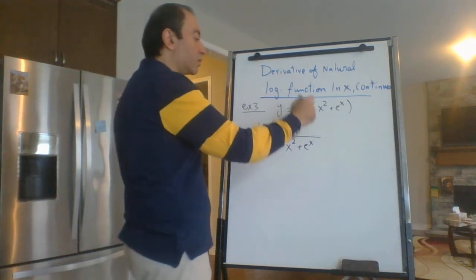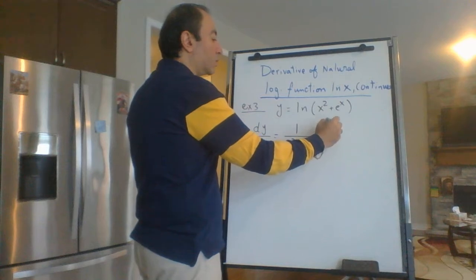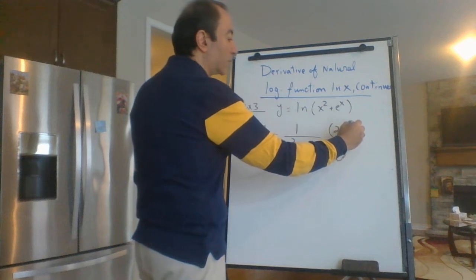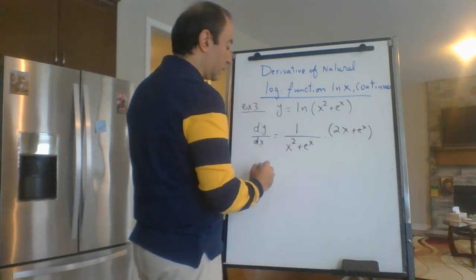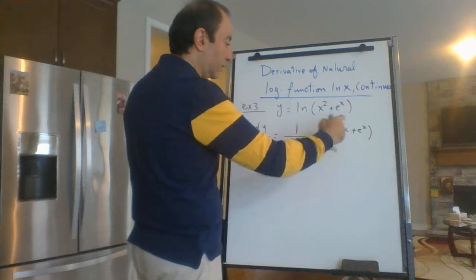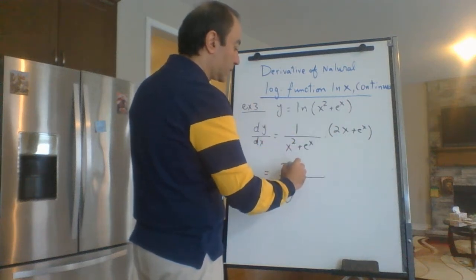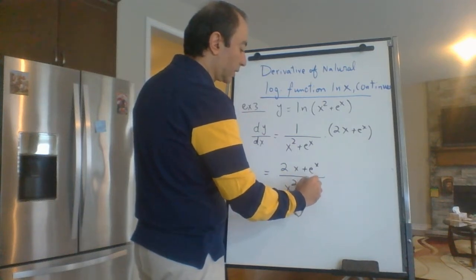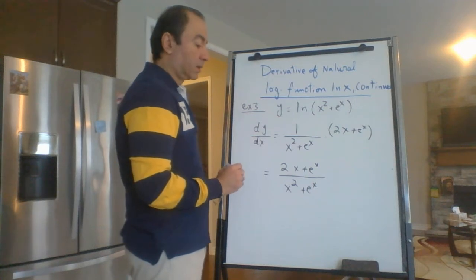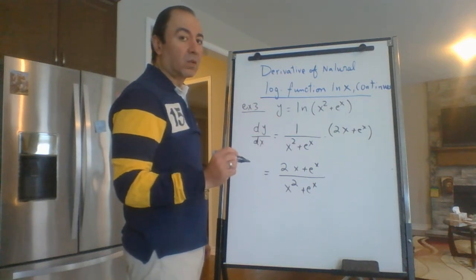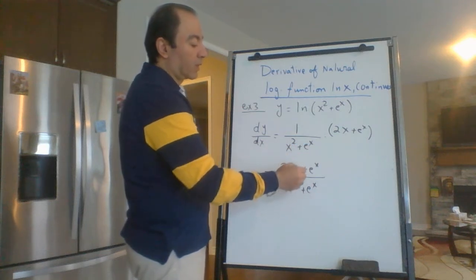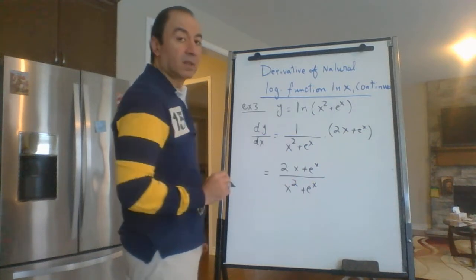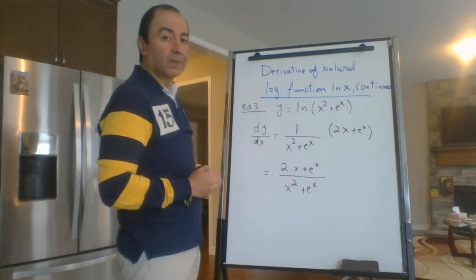So the derivative of x squared is 2x. Derivative of e to the power of x is e to the power of x. Then we can multiply the 1 with this, so it will be 2x plus e to the power of x over x squared plus e to the power of x. Of course, the mistake that I'm sure no one of you will make is to cancel out e to the power of x or to cancel out the x. We cannot do that because of the plus. Okay, this is example 3.